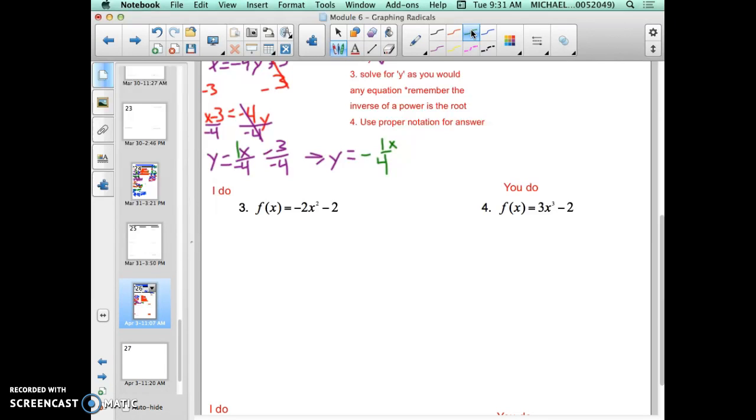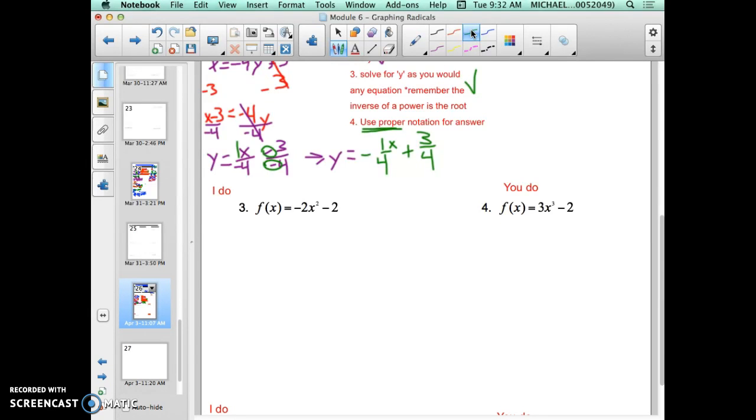So now I have -1/4 x, and then -3 divided by -4, negative divided by negative becomes a positive, so I write plus. 3 divided by 4 is just 3/4. I leave it in fraction form. So my final answer, I've solved for y. I did step 3. Y is now by itself. I'm going to use proper notation for the answer.